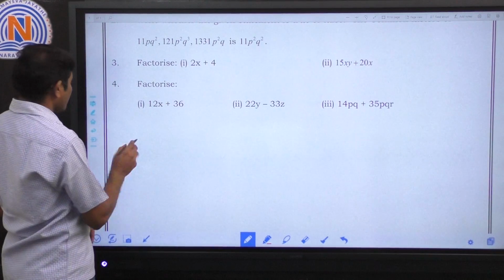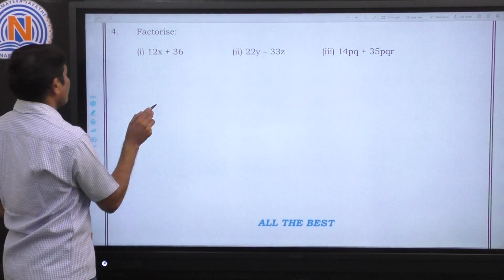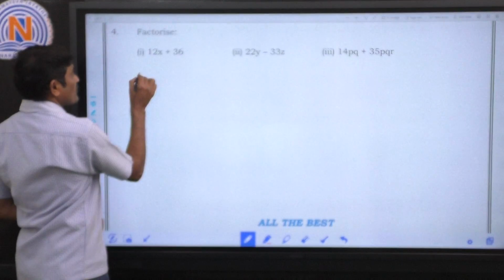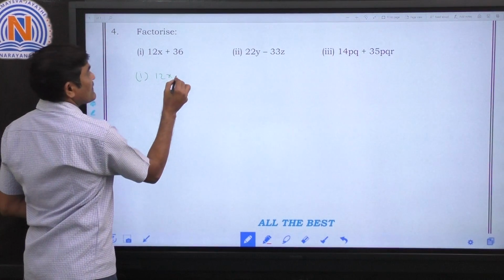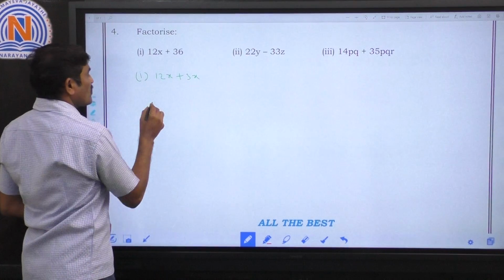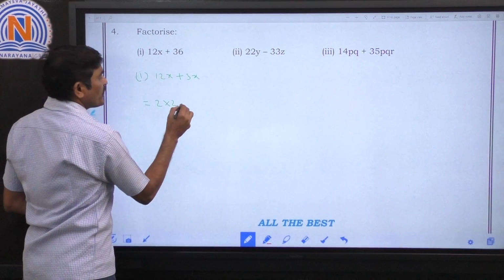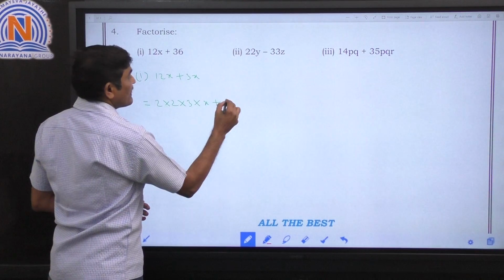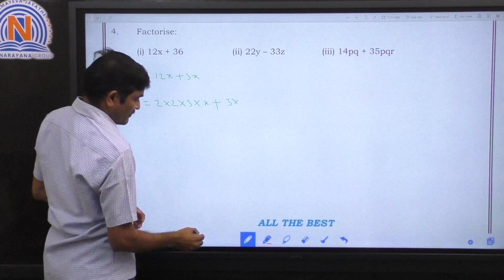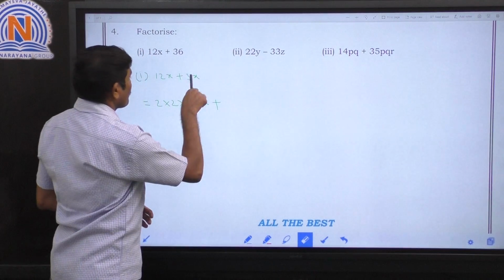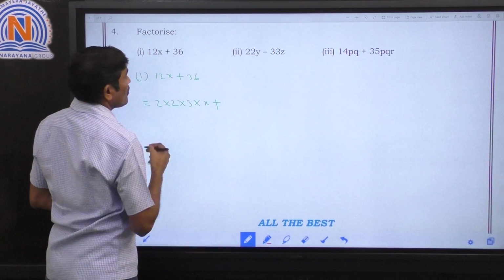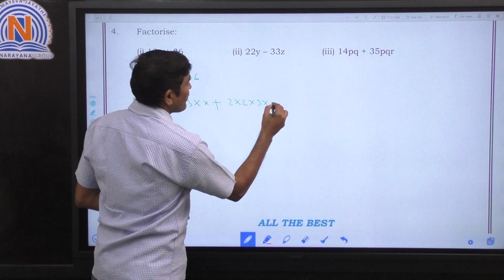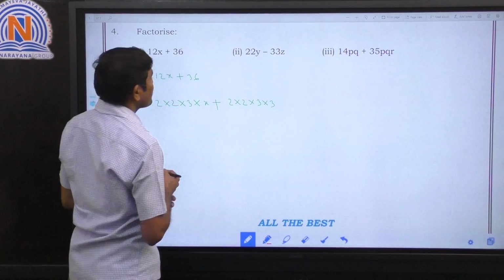Now let us move on to the fourth one. See, factorize 12x plus 36. First one, 12x plus 36. So 12 can be written as 2 into 3, prime factorization of 12, into x is there, plus here this is the 36. Now 36 can be written as 2 into 2 into 3 into 3, 2 2s are 4, 4 3s are 12, 12 3s are 36.